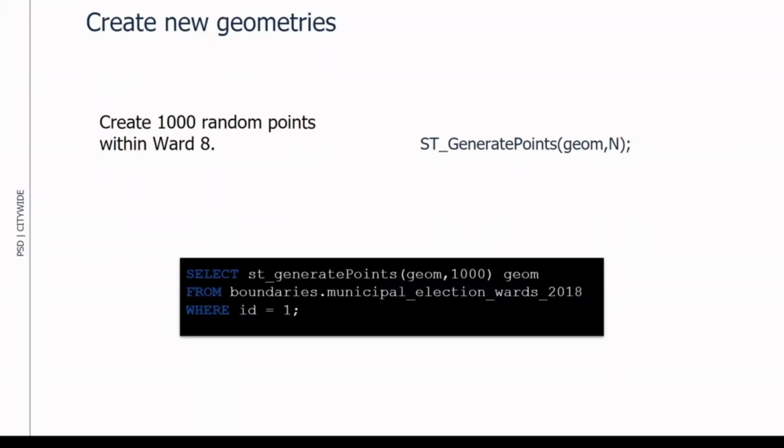So you do SELECT ST_GeneratePoints, geom, call the results geom, so that column has an appropriate name. And then FROM boundaries.municipal_electoral_ward, so if we have our ward boundaries, and then we want to select one specific ward, so ID equals 1, and then the result of this will be 1,000 points generated within that ward. So really easy stuff, but sometimes there's other things we want to do, right?